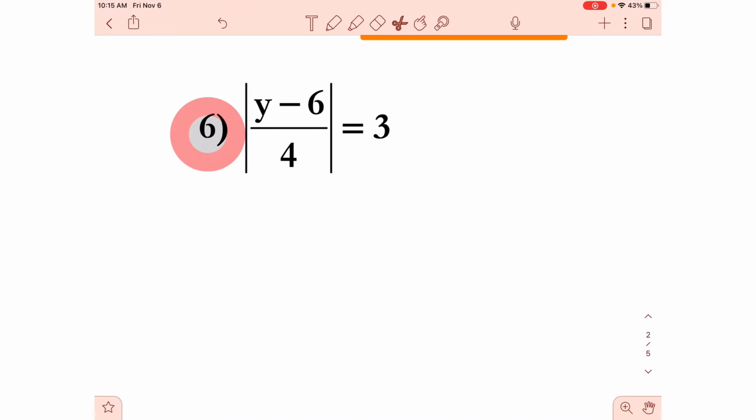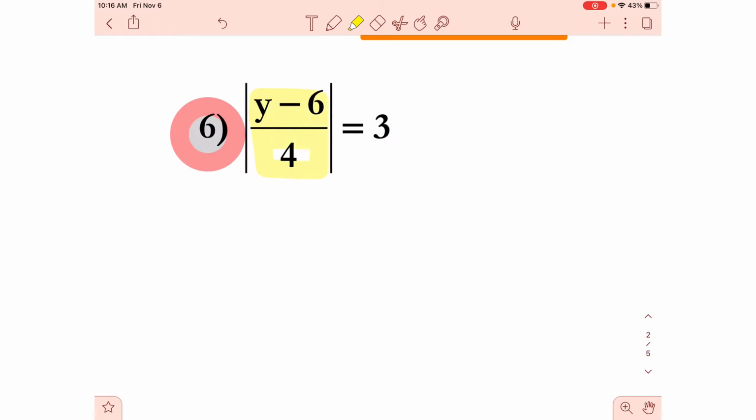Hey guys, so here we are with another video of some example problems from worksheet 2. And in this video, I'm going to focus on the absolute value type of problems, starting with number 6 from worksheet 2.